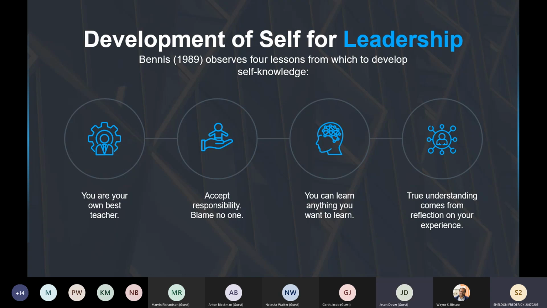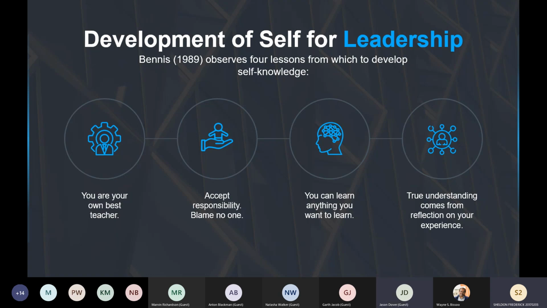All right, so development of self for leadership. Venice, 1989, observes 4 lessons from which to develop self-knowledge. So the first one, from left to right: no one can teach you about yourself better than you. Secondly, there's an old adage that says, if you point the finger at someone, there are 3 more fingers pointing back at you. Self-development begins when you realize that there is no one else to blame other than you.